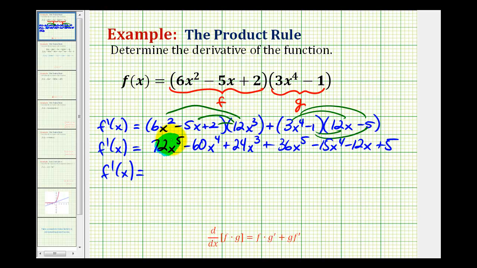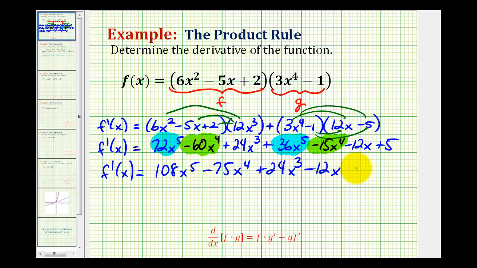There are 2x to the fifth terms, so that's 108x to the fifth. There are also 2x to the fourth terms, so watching our signs here, we're going to have minus 75x to the fourth. And there are no other like terms, so we have 24x cubed minus 12x plus 5, which would be our derivative function.